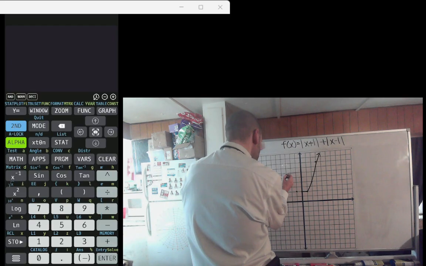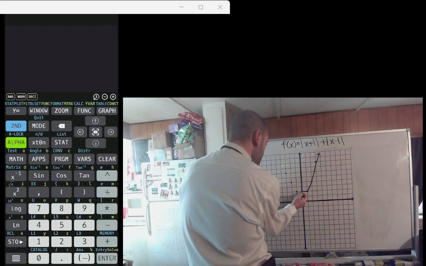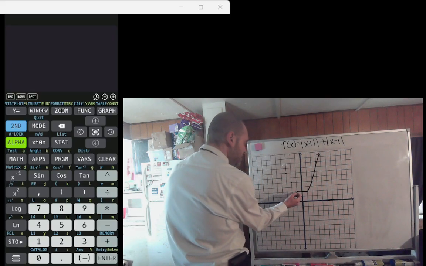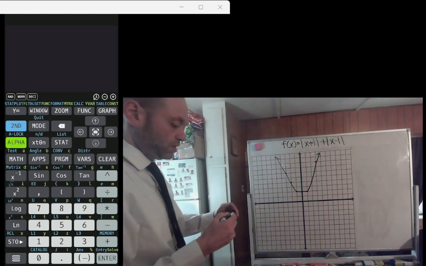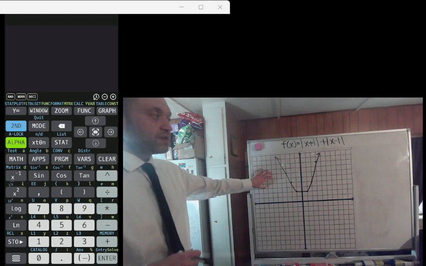And then you just see it starts increasing again when you get to the left of x equals -1. So let's look at this graph here. Very funky graph.